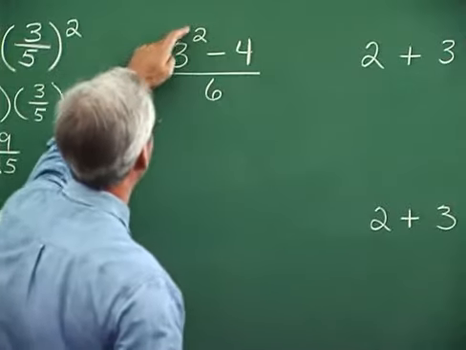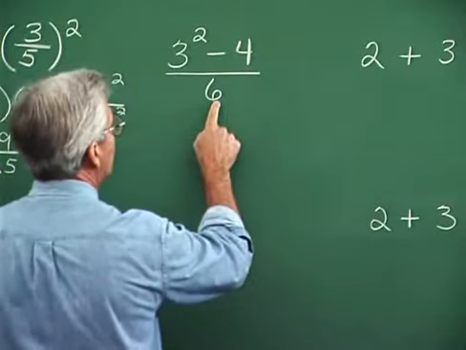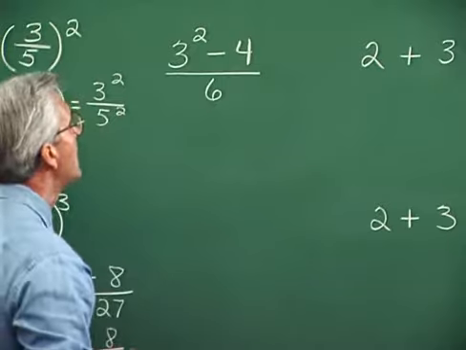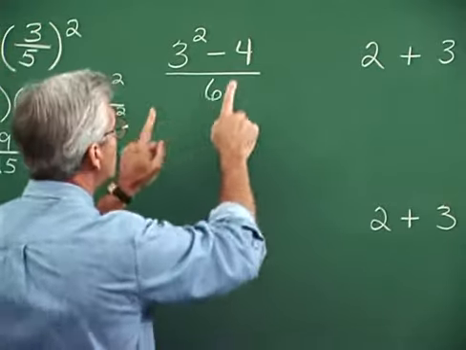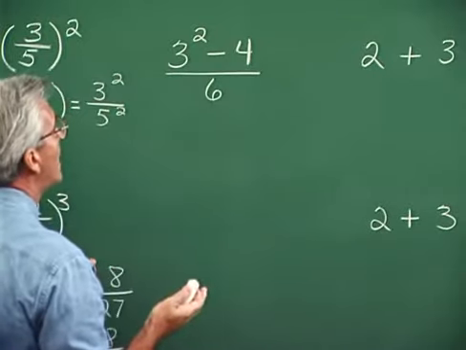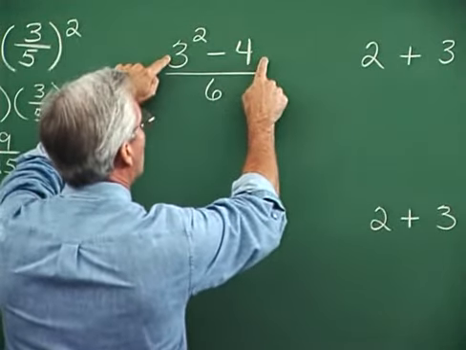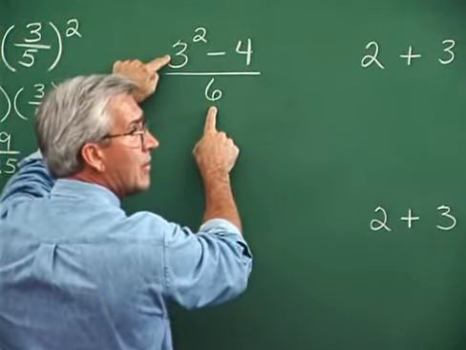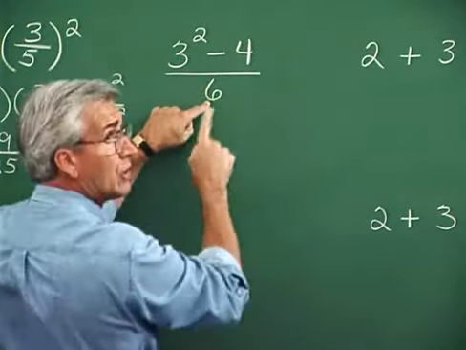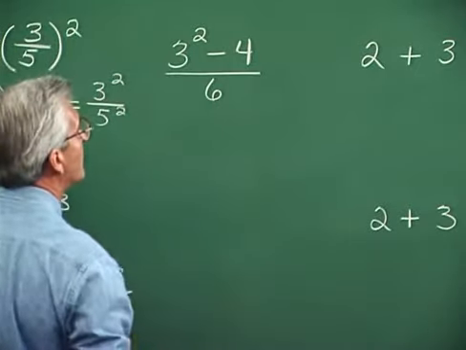Now here we have 3 squared minus 4 divided by 6, and the tendency might be to try to cancel the 3 with the 6 or the 4 with the 6 before we continue with the problem. We're not supposed to do that. We're not supposed to take advantage of those cancellation opportunities in this part of the problem. Anytime there are 2 items in the numerator and a single item in the denominator, we can't really cancel that single item with both parts of the numerator. There are ways to deal with it, but we'll have to look at those in the future.